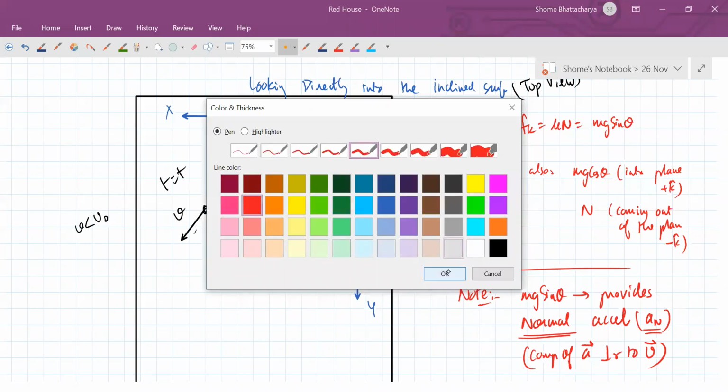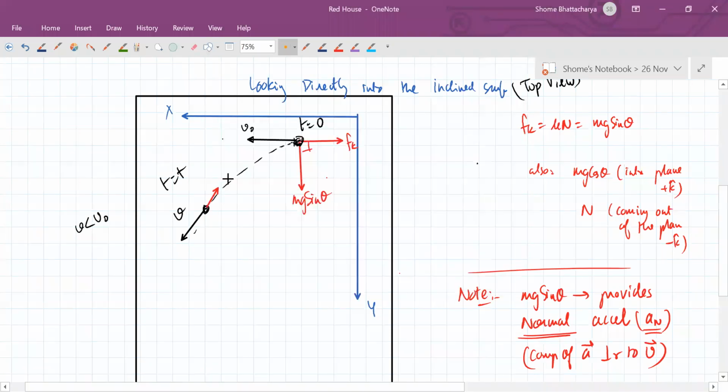Let's see the forces. So kinetic friction keeps adjusting itself according to the velocity. It always acts opposite to the velocity. Whereas mg sine theta does not adjust. That always acts along the y-axis. Okay. So here, this is mg sine theta, which remains like this, whereas kinetic friction becomes like this. Okay. So now let us also see that.